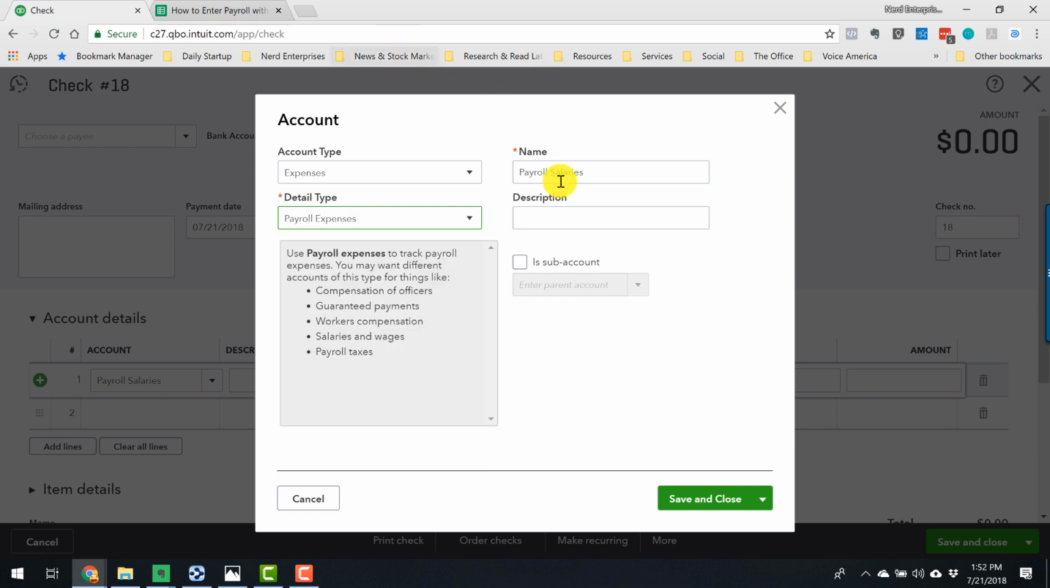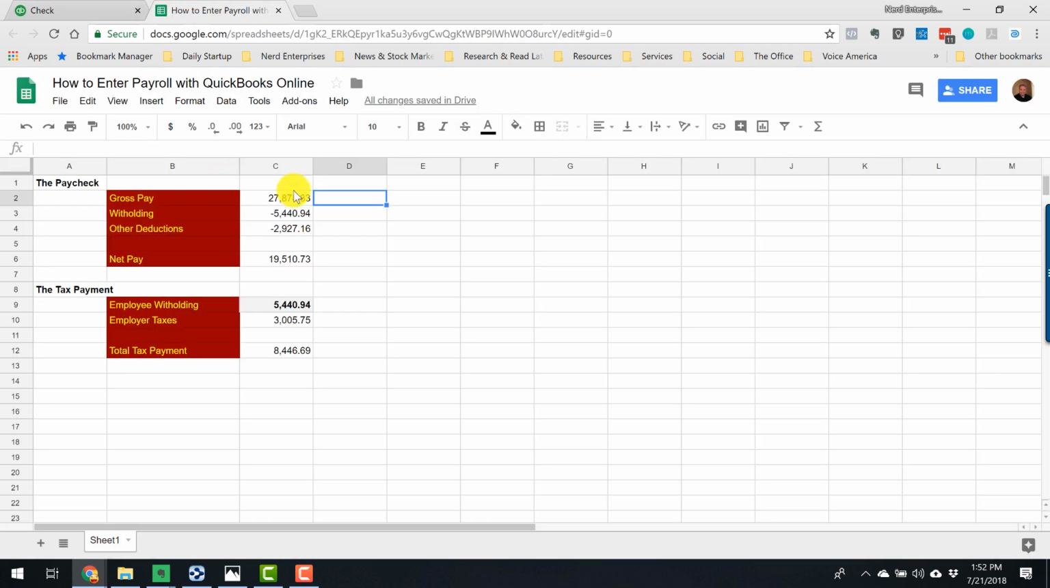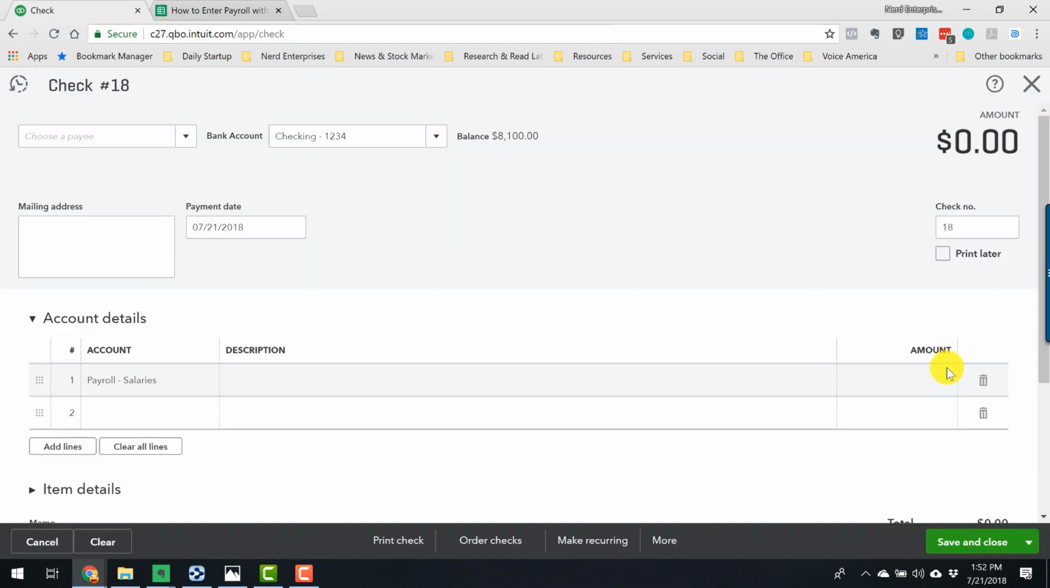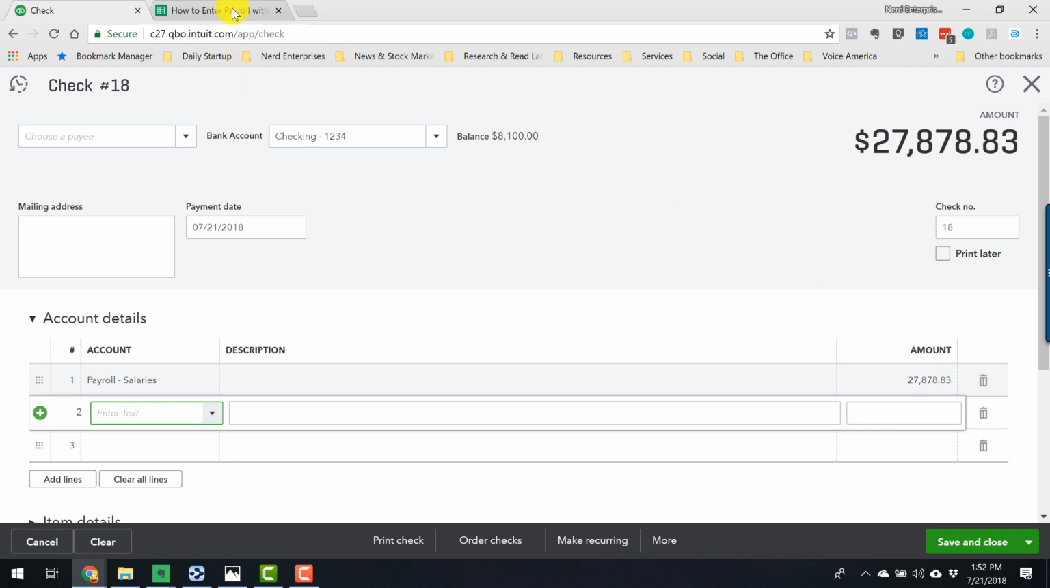This is, of course, payroll expenses, and you might even do payroll dash salaries, right? I'm kind of a stickler for the form that it takes. All right, so the payroll expense is the whole $27,878.83. Okay, so I'm just going to copy and paste that in.